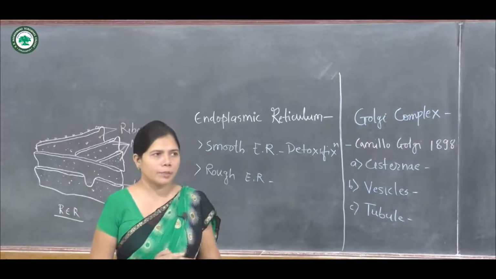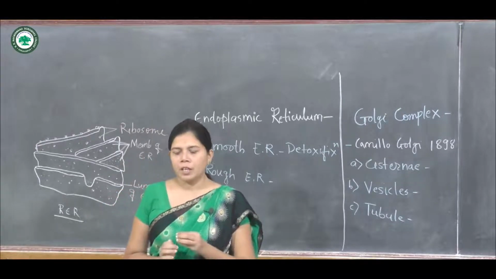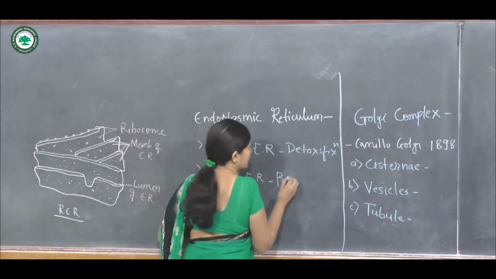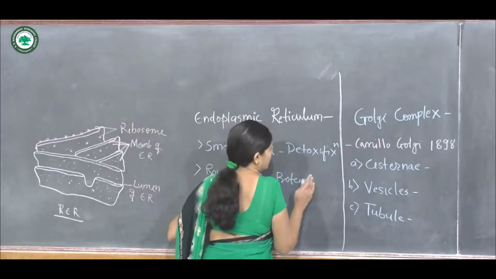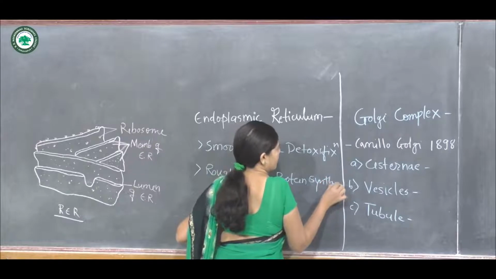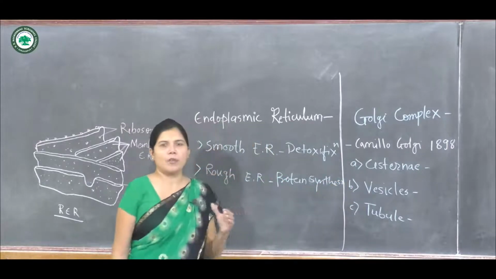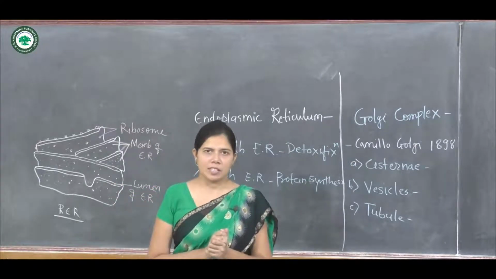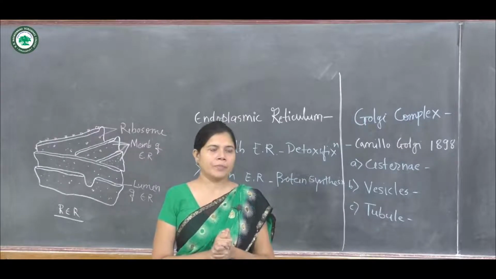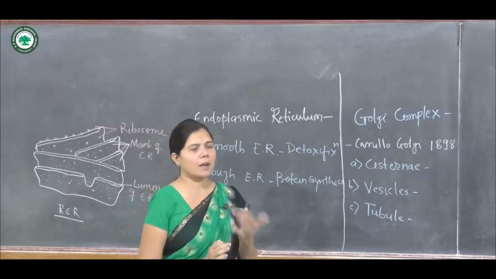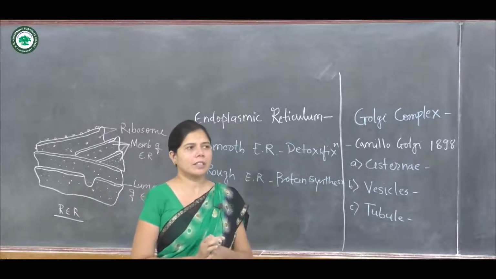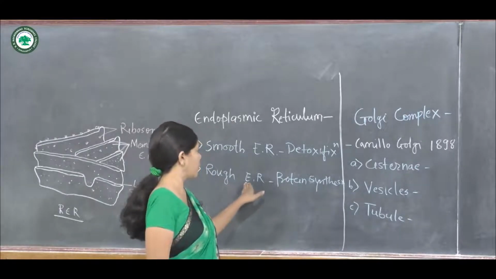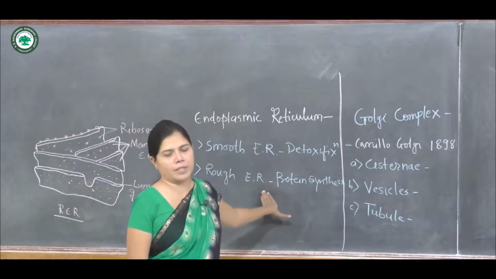Now the function of the rough endoplasmic reticulum. It is mainly involved in protein synthesis, because the ribosomes present in the rough endoplasmic reticulum take part in protein synthesis. Ribosomes are protein factories, and synthesis of protein takes place with the rough endoplasmic reticulum because ribosomes are present.